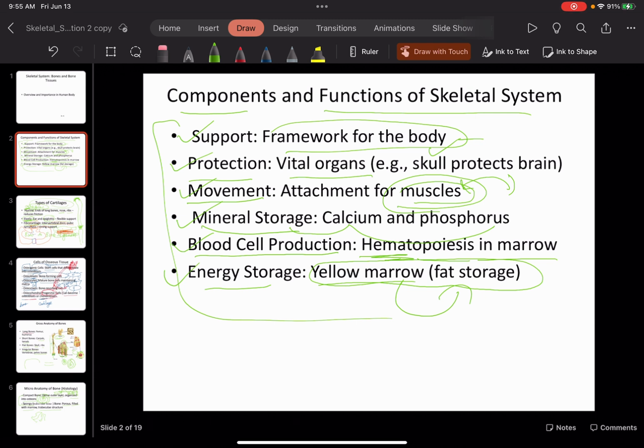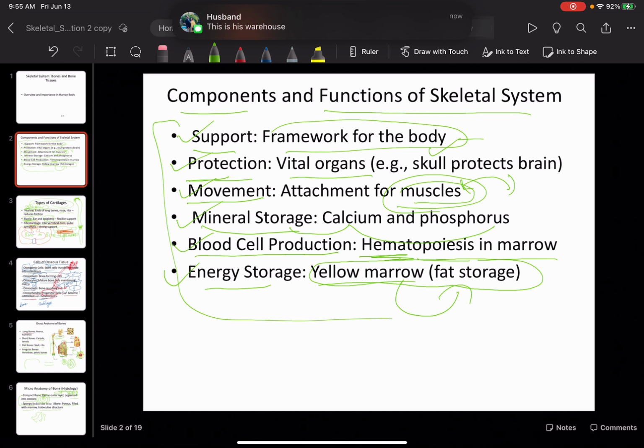Make sure you look at that support. So, the framework of the body. Think about if you didn't have a bone, what would happen? Can you sit? Can you walk? Can you ride a bike? These things won't happen.